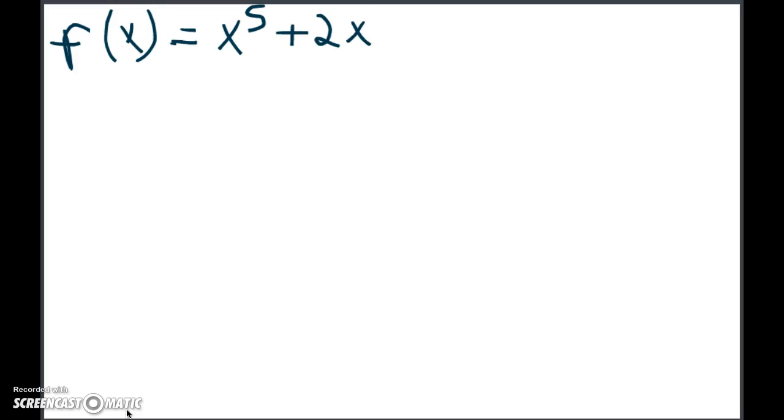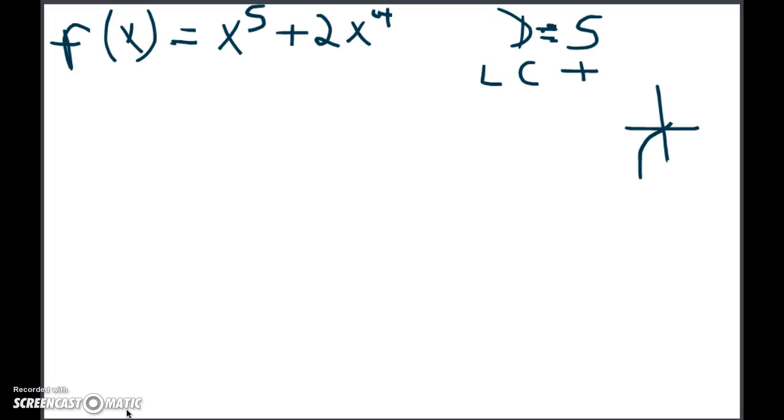Let's look at another example. F of x equals x to the 5th plus 2x to the 4th. What do I know here? The degree is 5. The leading coefficient is positive. That tells me that the graph is the same shape, same end behavior as this graph. So I know it's going to fall to the left and rise to the right.